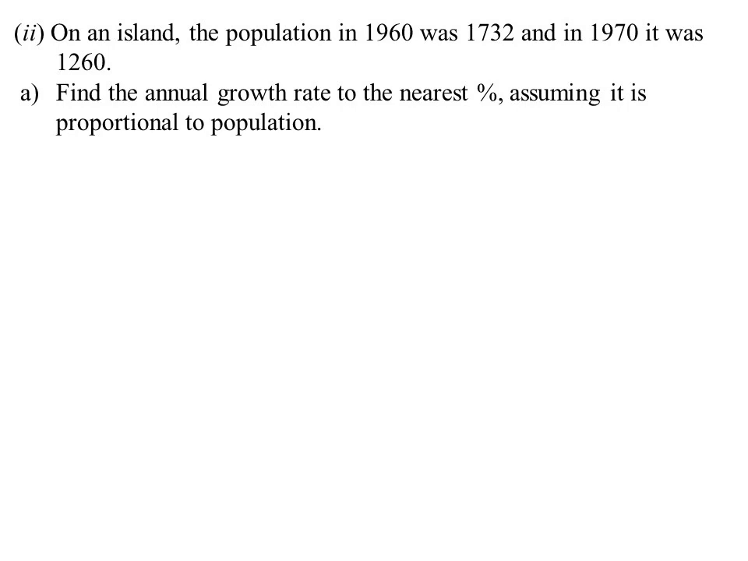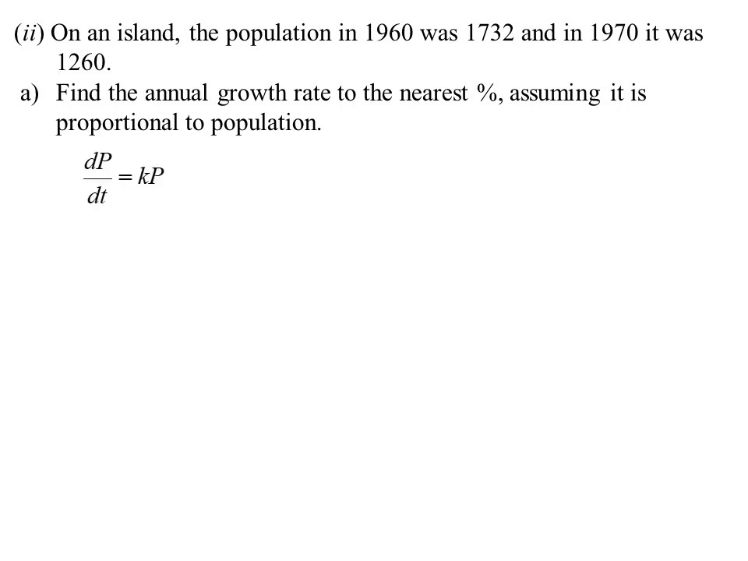Okay, let's do a different one. This time we're decaying. On an island, the population in 1960 was 1,732, and in 1970, 10 years later, it's 1,260. So the population is decaying. They mustn't like each other or something. Find the growth rate, well, they're calling it a growth rate. It'll turn out to be a decay rate, assuming it is proportional to the population.